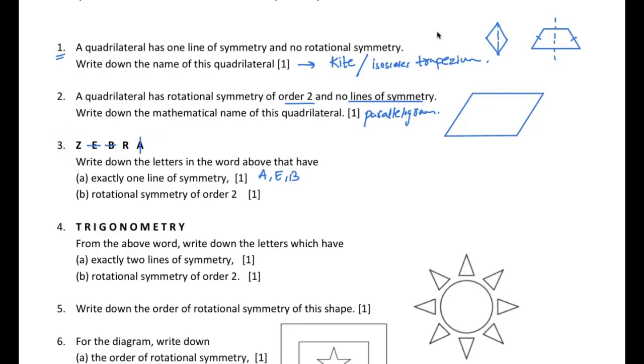Okay. Now, write down the letters that have a rotational symmetry of order 2. Z. Correct.